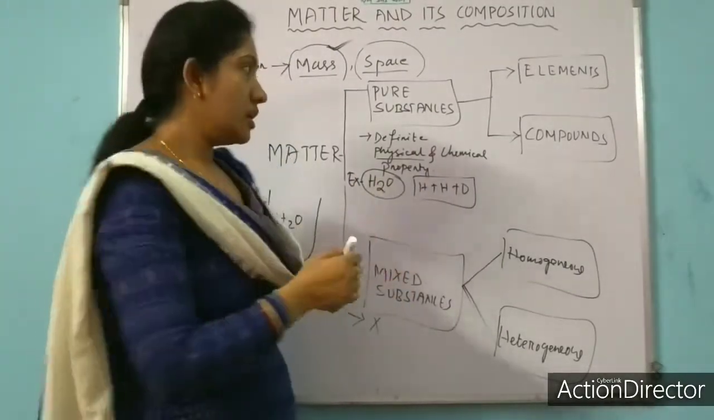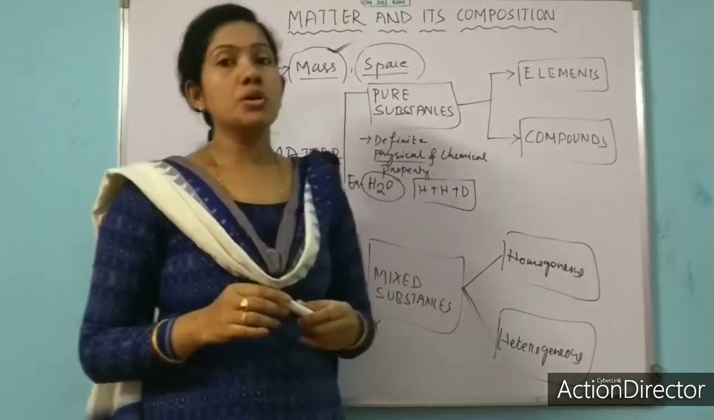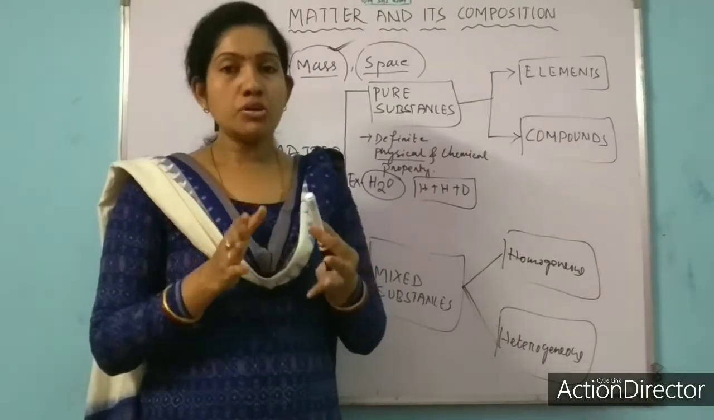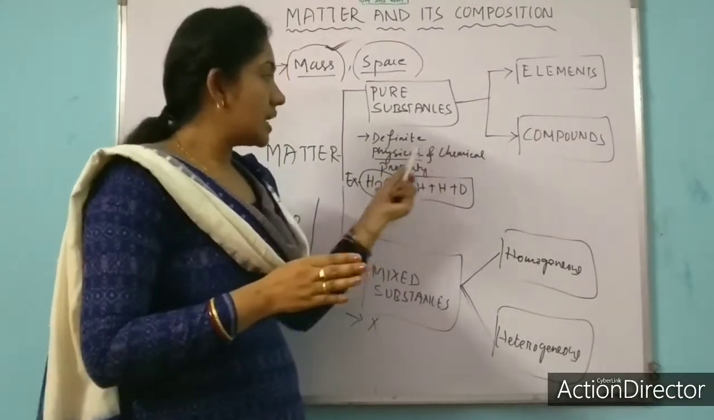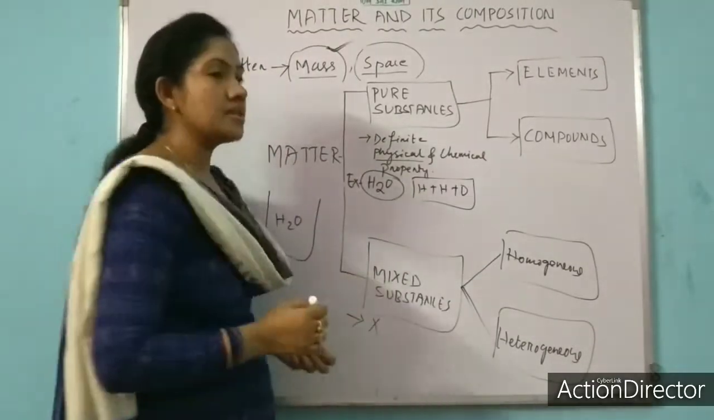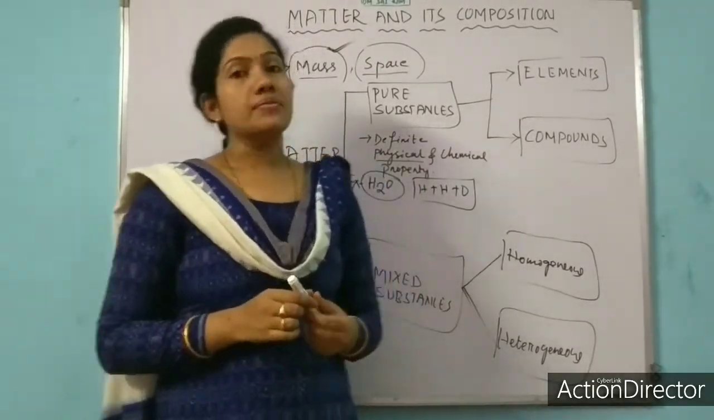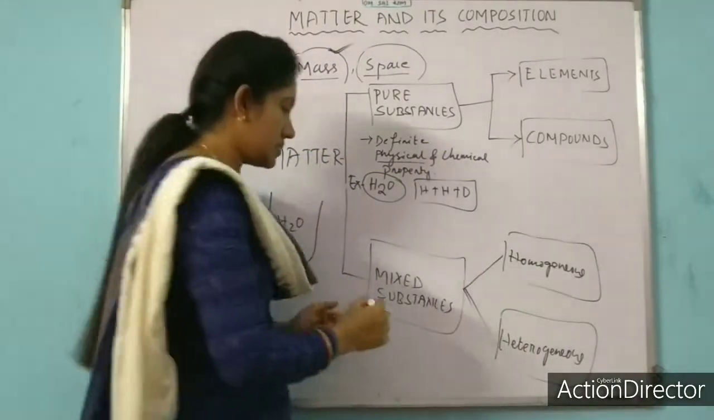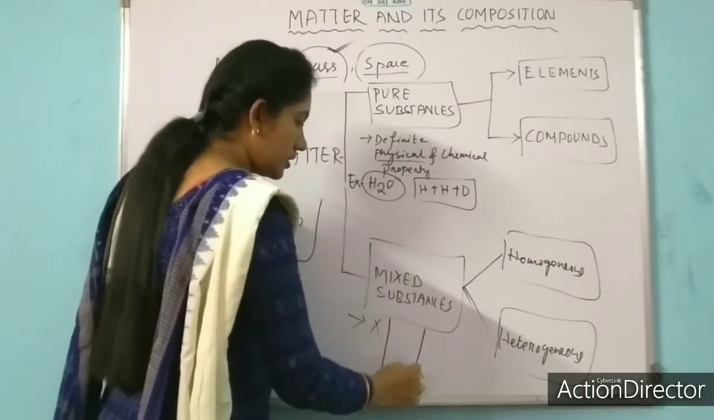So again I am repeating, what is a pure substance? A pure substance has a definite physical and chemical property, whereas a mixed substance does not have a definite physical and chemical property. Suppose I am taking one example.